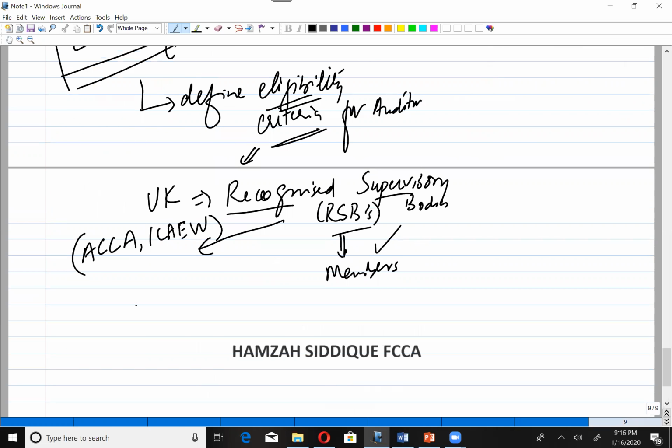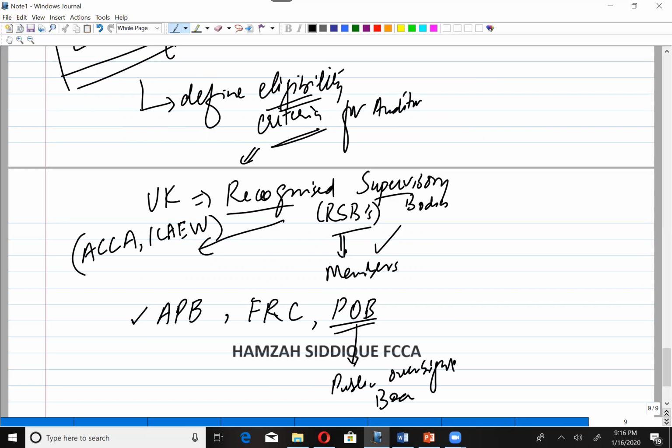And in the UK, there are further aspects. There is the Auditing Practices Board. There is the Financial Reporting Council, which controls and directs some aspects of accountants and auditors. And there is the Public Oversight Board, which ensures that companies provide extensive disclosure of their information to the stakeholders. Now, next.